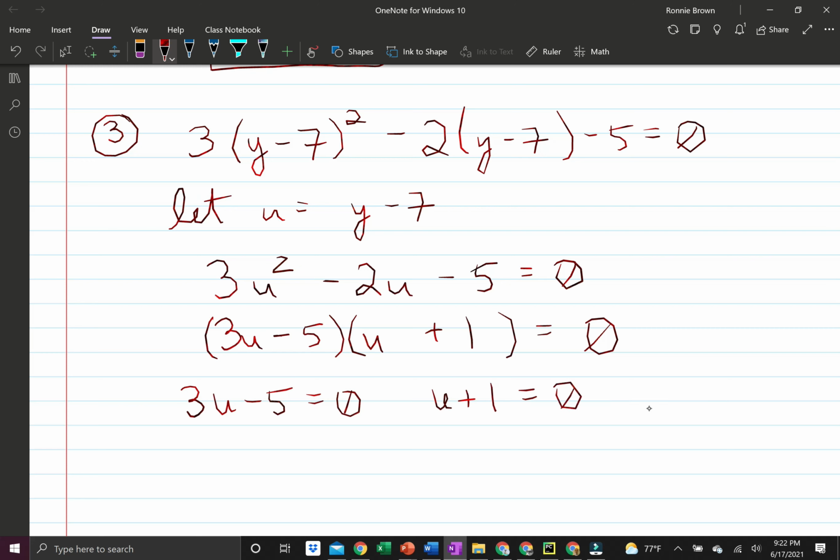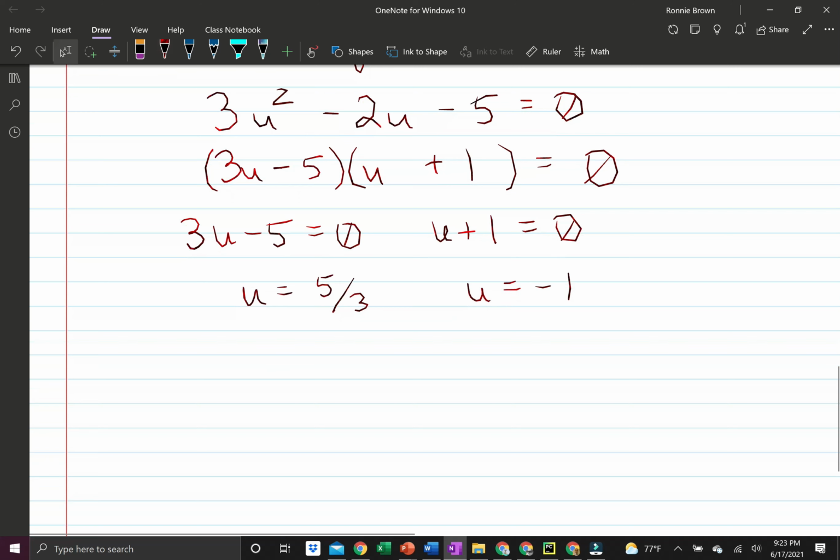We go ahead and solve, and we get u is equal to 5/3. I may have skipped that step, but what did I do here? I added 5 to both sides, right? And then I divided both sides by 3 afterwards. And here I'm going to subtract 1 from both sides, so u is equal to -1.